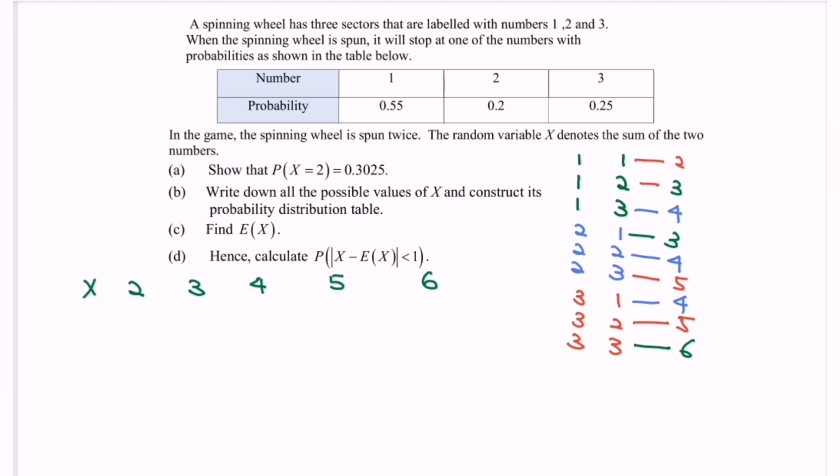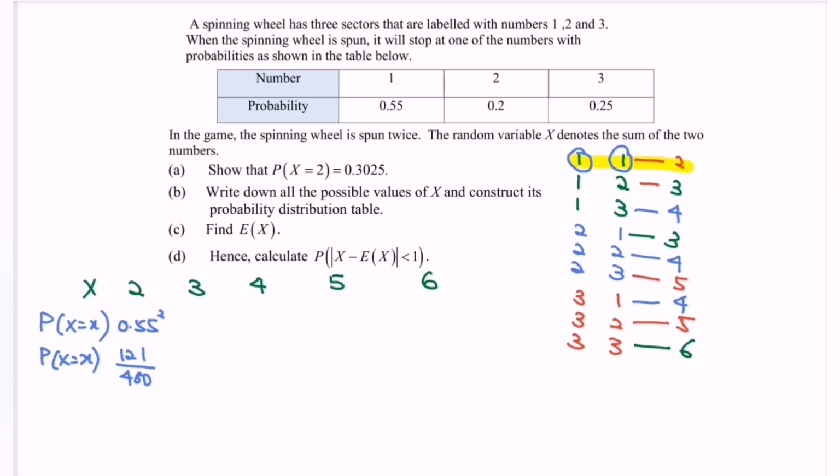Kindly refer to the situation. We have the probability. In order to have the 2, kindly refer to this part. That will be the situation. So we have 1, 1. Kindly refer to the table. If we have the number 1, we have 0.55. So for this case, we will have 0.55 squared. So the probability will be 121 over 400.